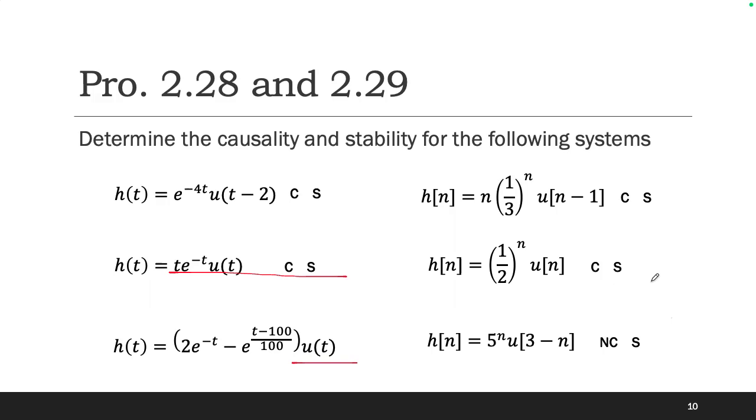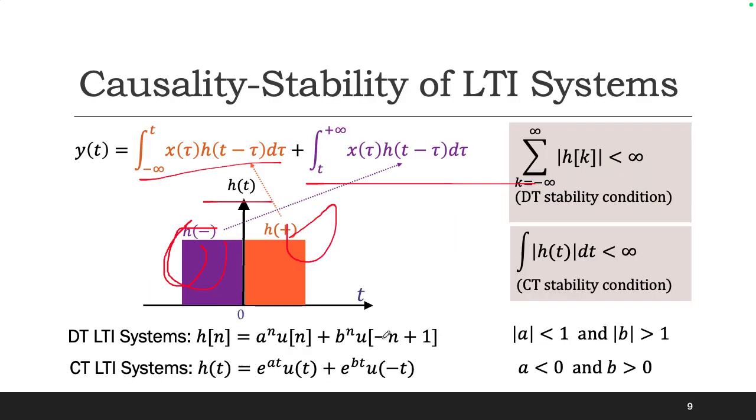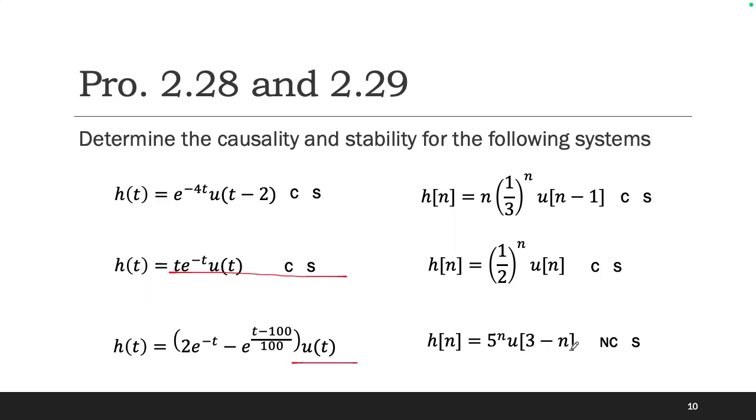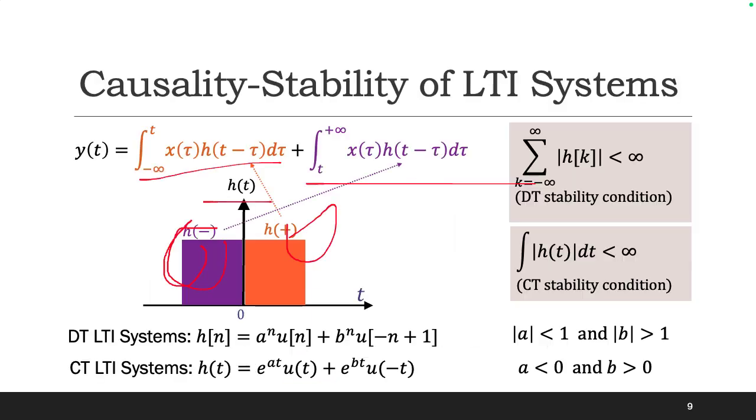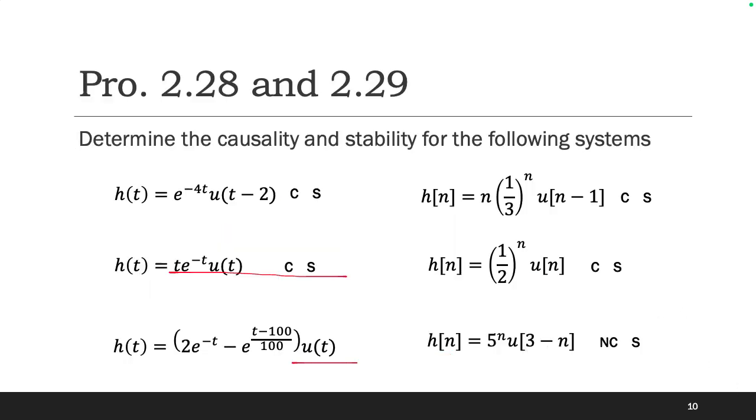Why is it not correct? Because we should let 3 minus n be greater than or equal to 0, so n should be smaller than or equal to 3. So it will involve some values in this area, so it is not correct. Actually, it is stable, because we can use this equation. If the n here is negative, we can use this here. If b is greater than 1, it will be stable. Here b is 5, right? So it is stable. And this is correct, not stable.